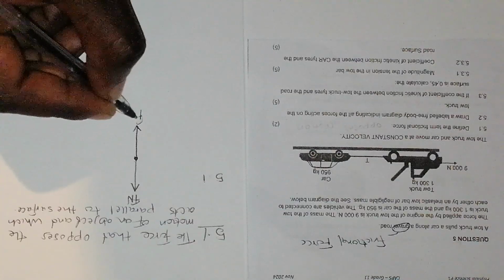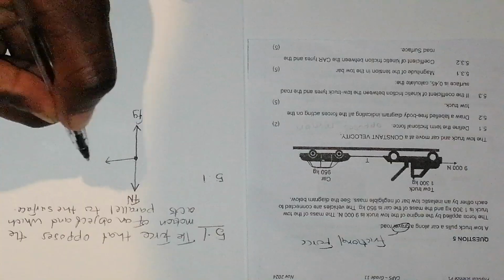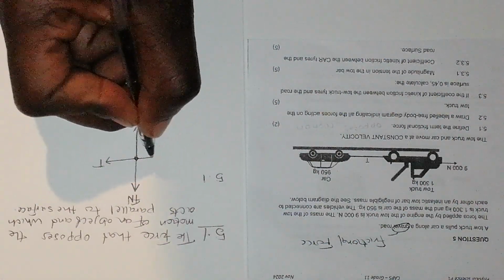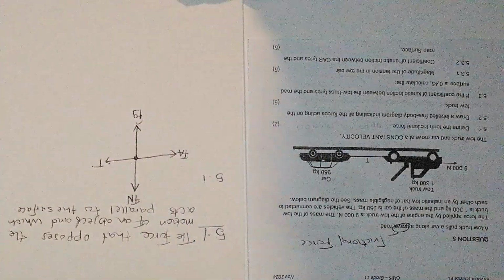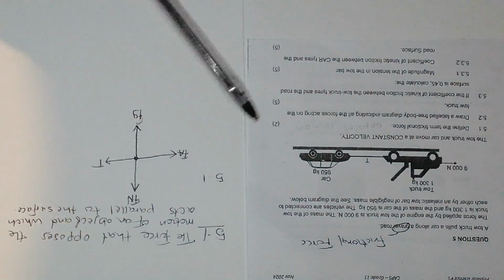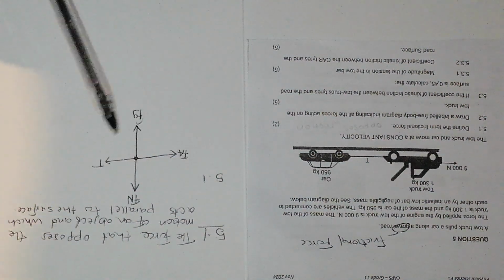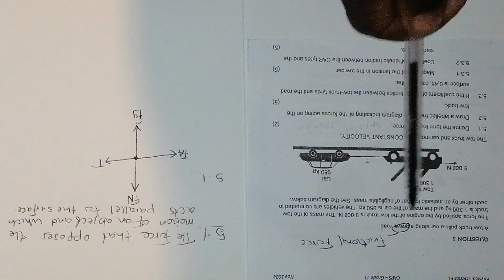Then Fg, then we have the tension force, which is T, or rather Ft. Then this is the applied force, which is Fa. Now, they said 5 marks, meaning that I'll get a mark for each of these: 1, 2, 3, 4. We are only left with one force. But in the statement, they say that a tow truck pulls a car along a gravel road.